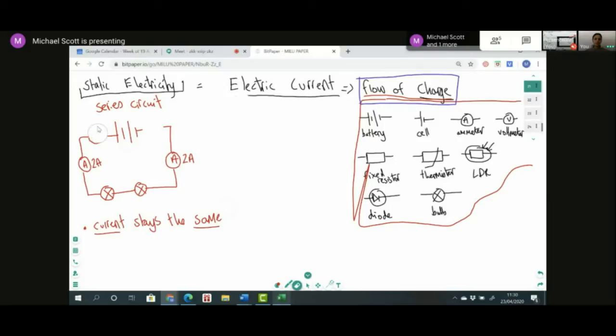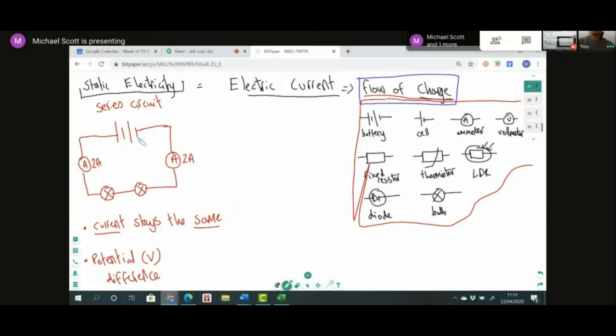We've got to look at one other factor, and that factor is called potential difference. Potential difference basically means how much energy is transferred by each coulomb of charge. We measure potential difference in a unit called the volt.